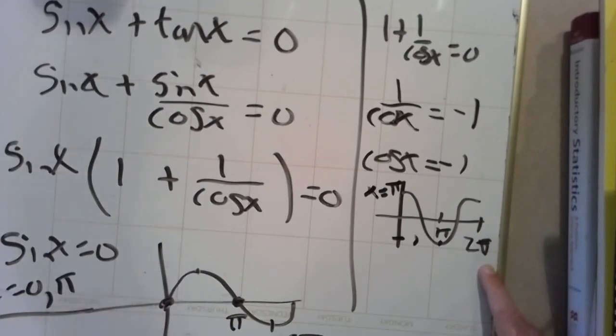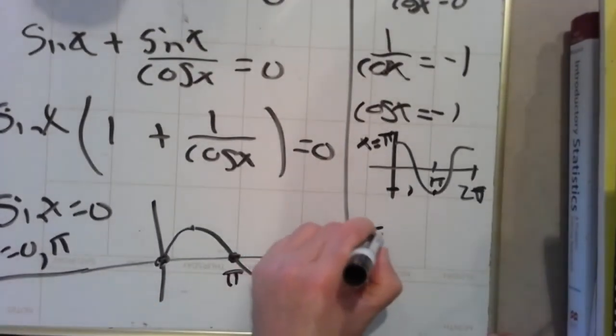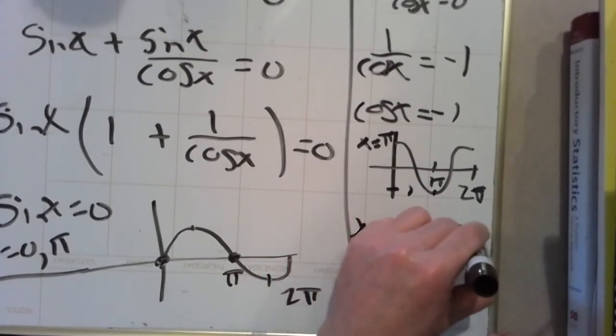Same thing I had over here. So then my full solution, we're always going to write it like this: 0, pi, and then plus 2k pi.